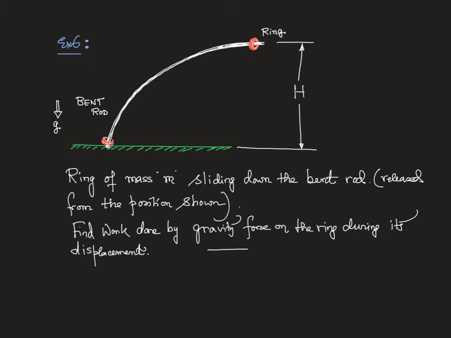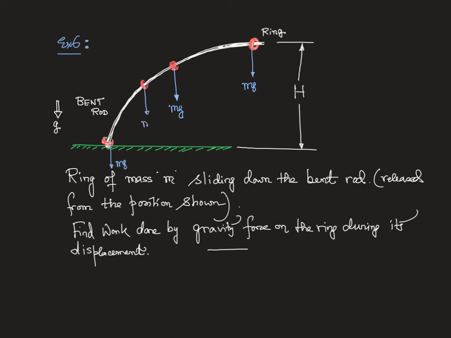And during its journey at any intermediate position, let's draw the ring here. And what is the gravity force acting on the ring? During its journey, at all points, the gravity force is mg, the weight of the ring. At the starting point and all the intermediate points, the force is equal to mg.